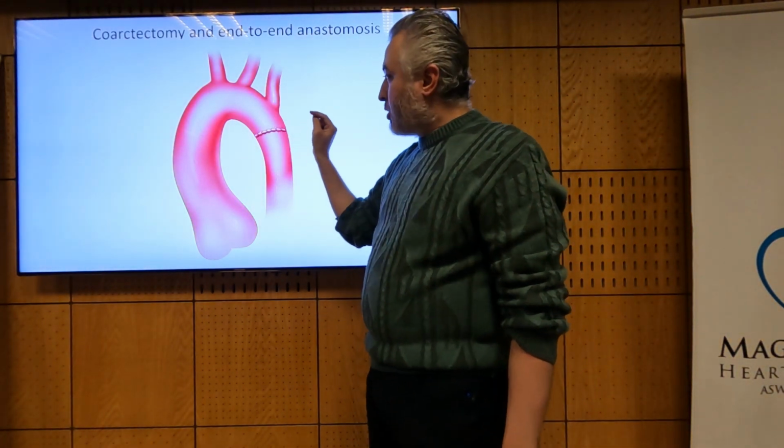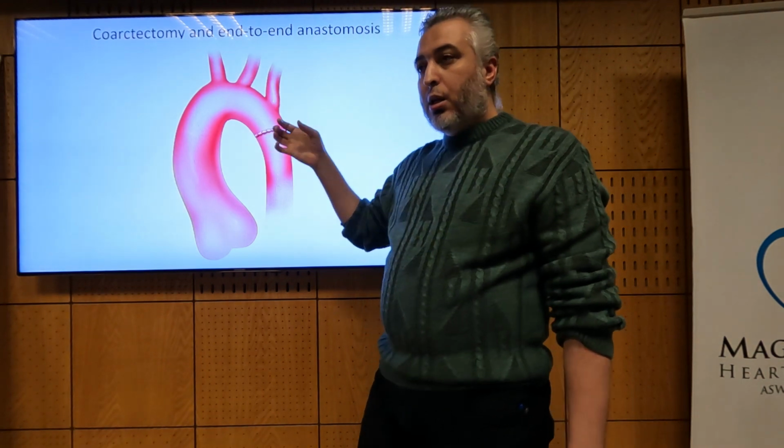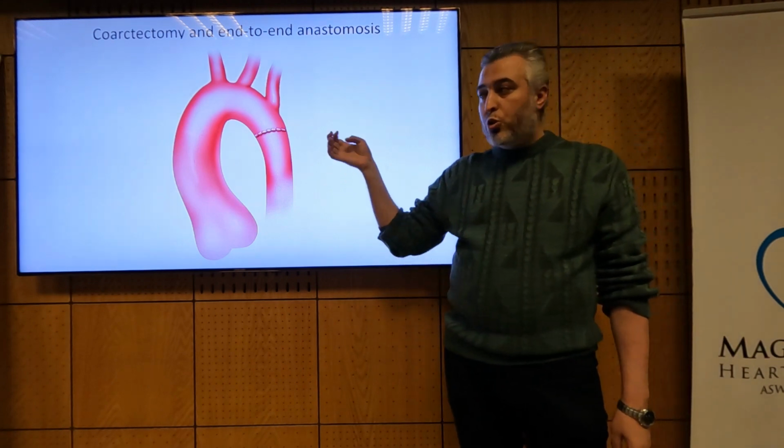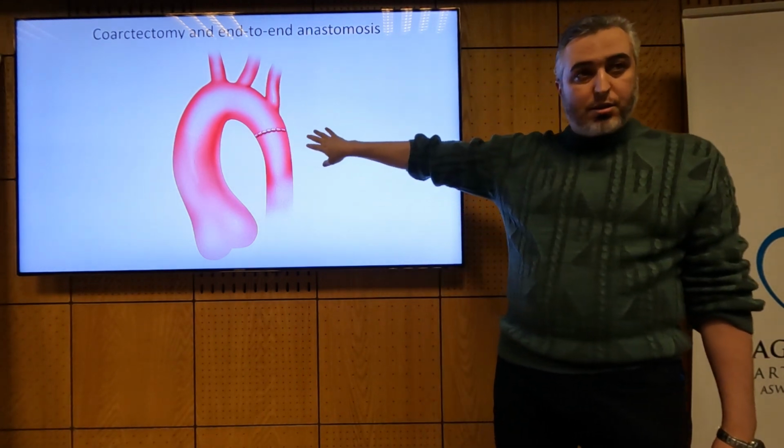And the recurrence occurs because this suture line gets fibrosed and gets narrower. So you get a high risk of recurrence here.